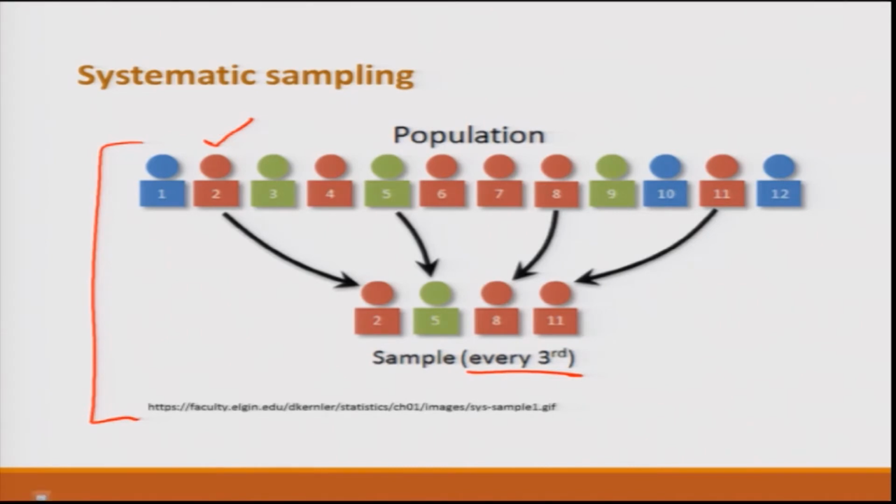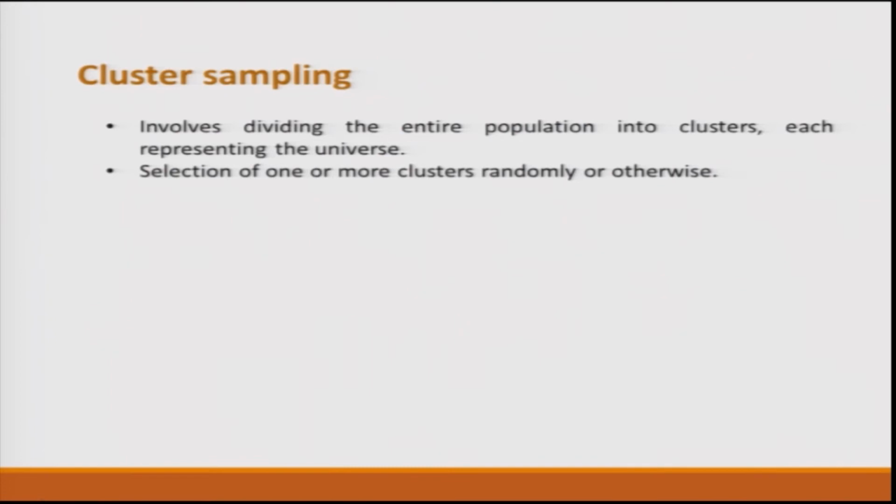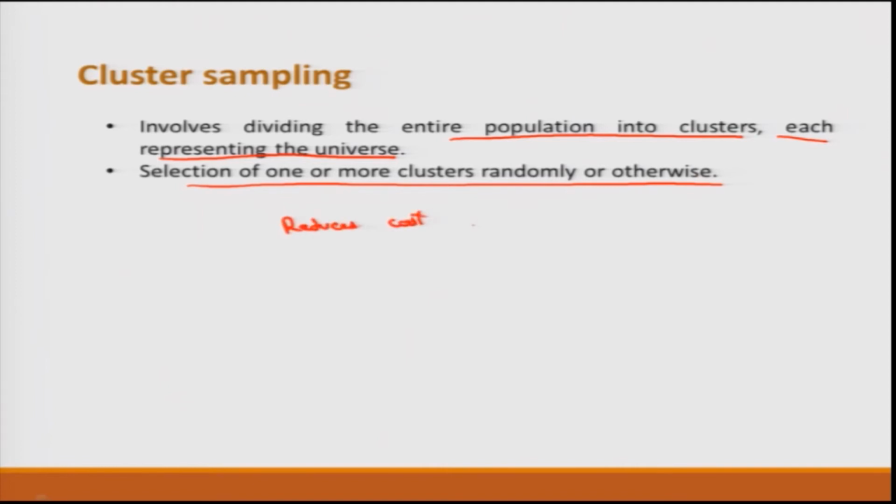So, next is cluster sampling. In cluster sampling, the entire population is divided into clusters, each representing the universe. Each cluster in itself is a universe. One or more clusters are selected randomly or otherwise. It is commonly used by treating contiguous geographical areas as clusters. This reduces the cost and time of sampling.